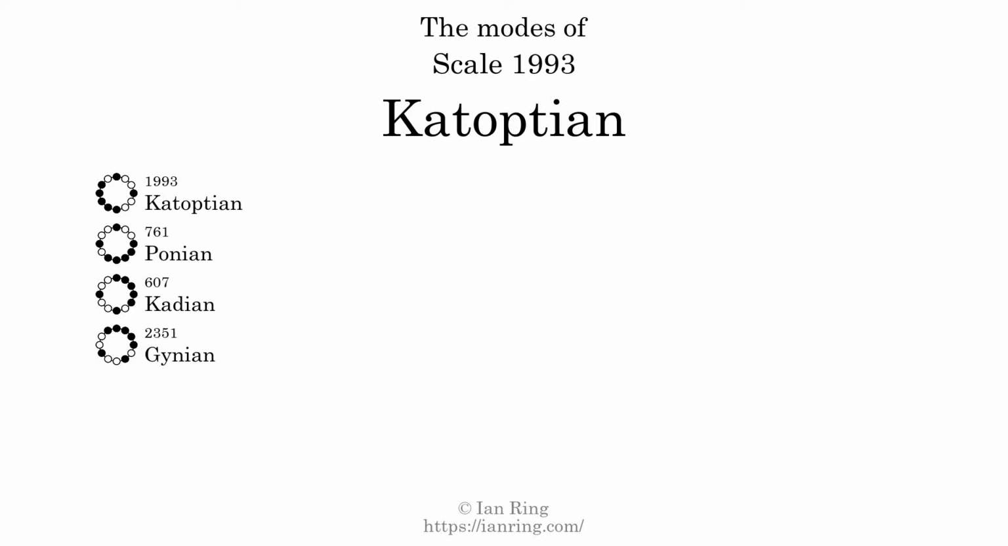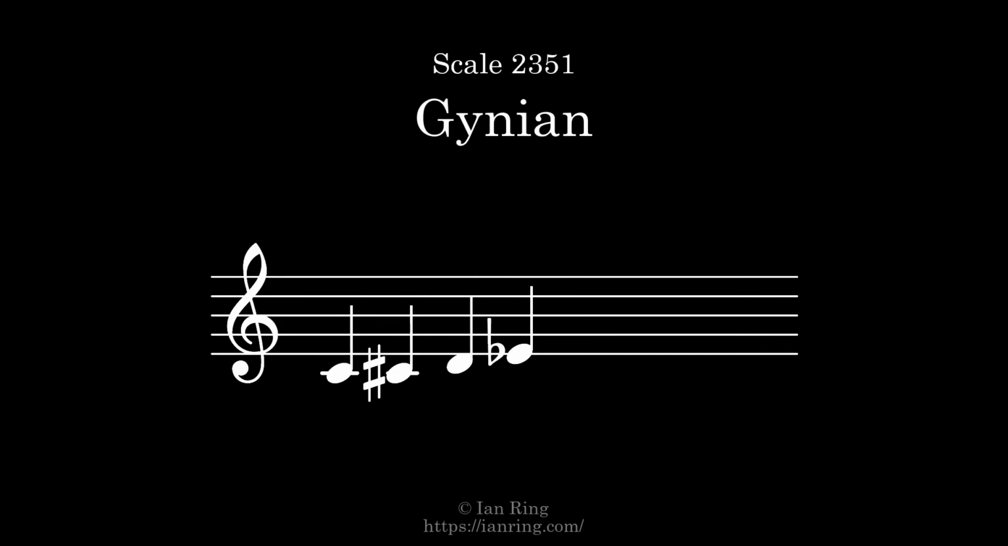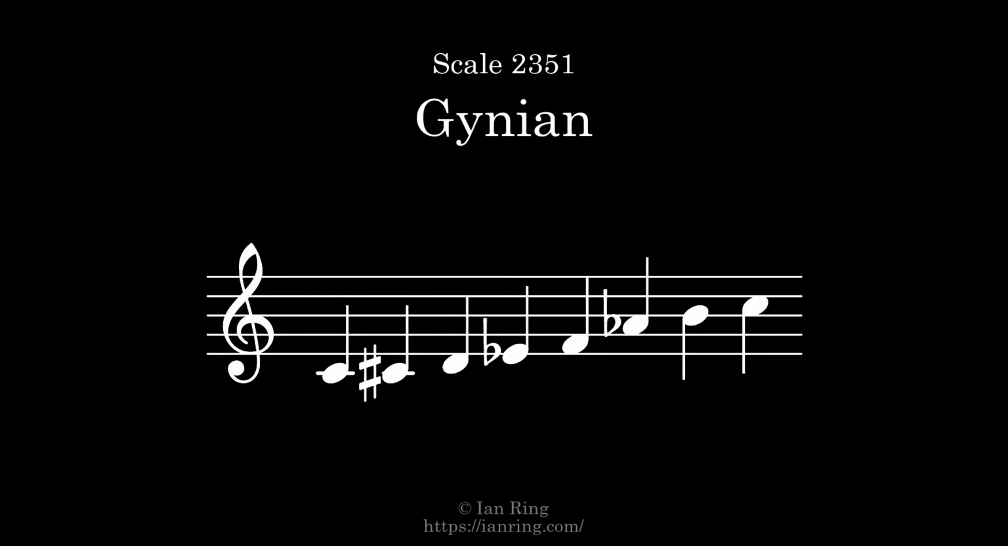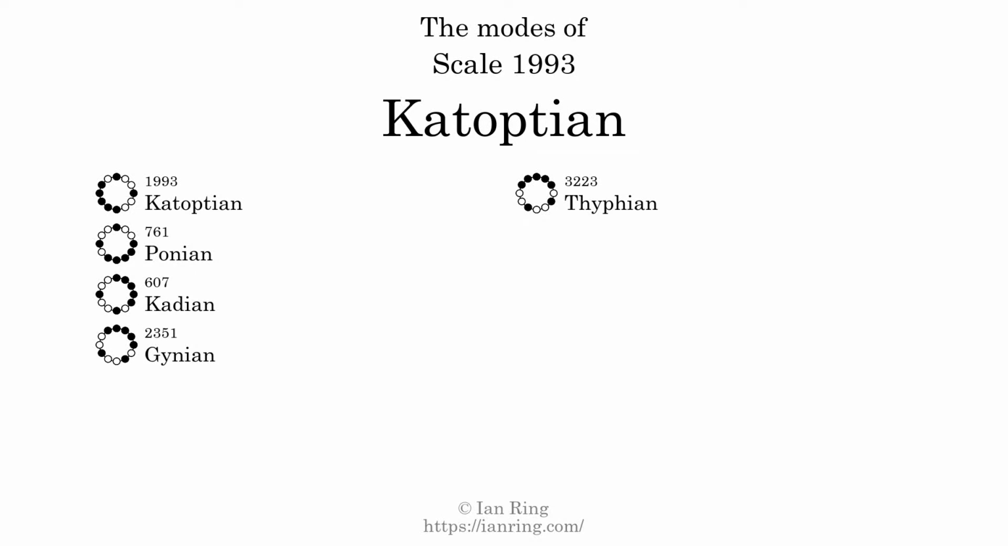The fourth mode is scale 2351, also known as Jinian. It sounds like this. The fifth mode is scale 3223, also known as Thiphian. It sounds like this.